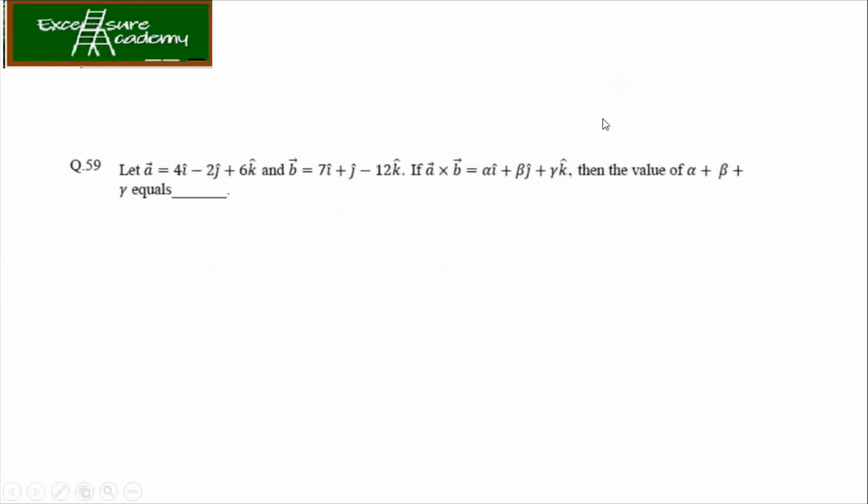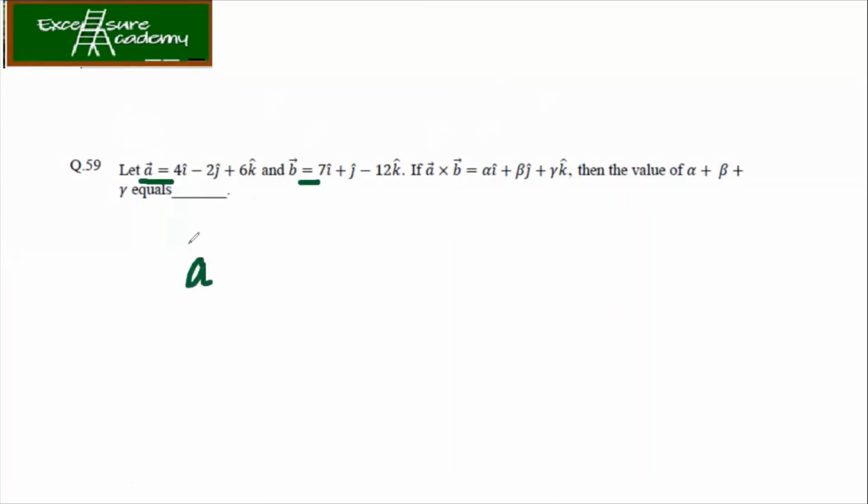Let A is equal to 4i minus 2j plus 6k, B is 7i, j minus 12k. So if A cross B is alpha i plus beta j plus gamma k, then the value of alpha plus beta plus gamma equals what? So for this, you need to solve it. It is given that A is this and B is this.